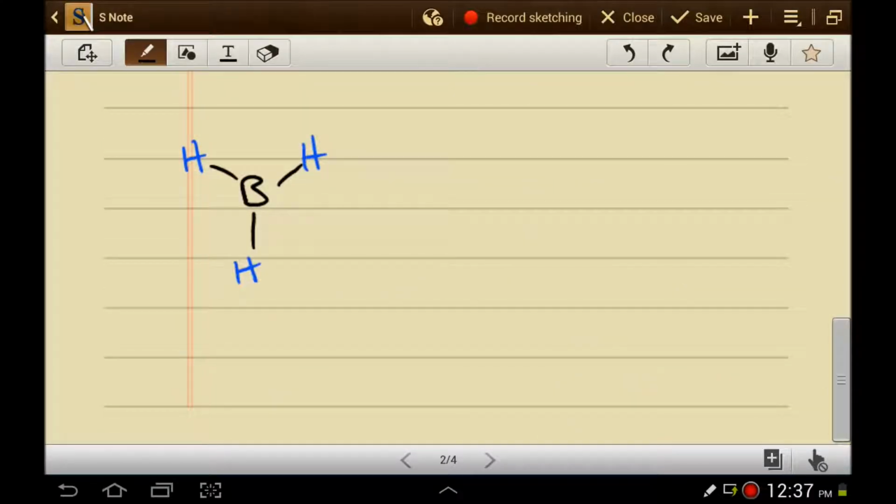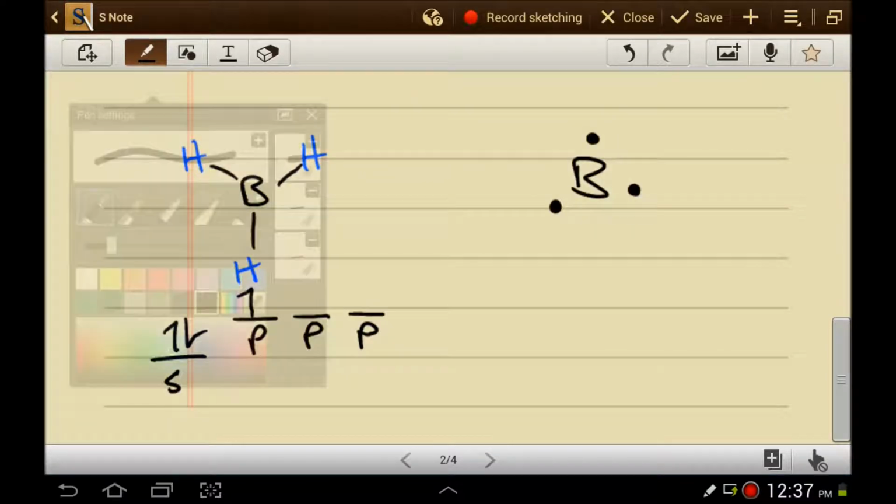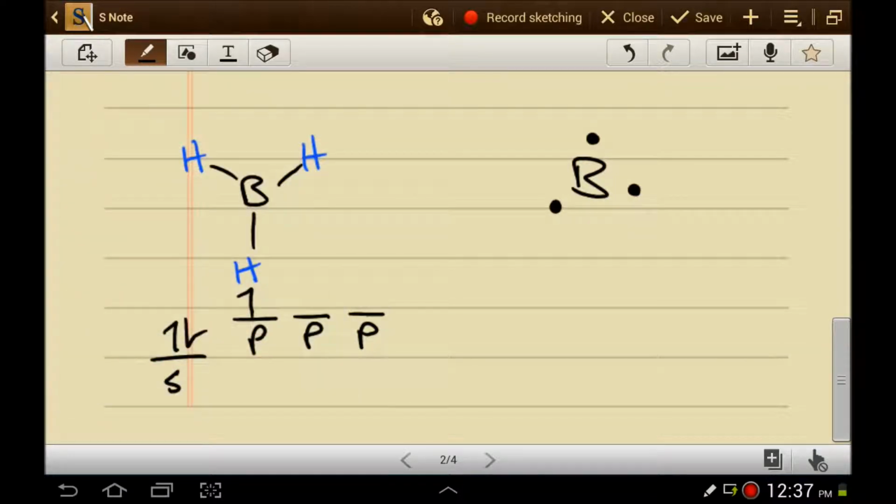Boron is located in the second energy level. It has s and p orbitals. Boron has 3 valence electrons, filling up from the lowest energy. But in order to make 3 equal energy bonds, it needs 3 equal energy electrons. Therefore, it needs to create 3 hybrid orbitals so that the electrons can all have the same energy so that we can create 3 equal energy bonds with the 3 hydrogens.